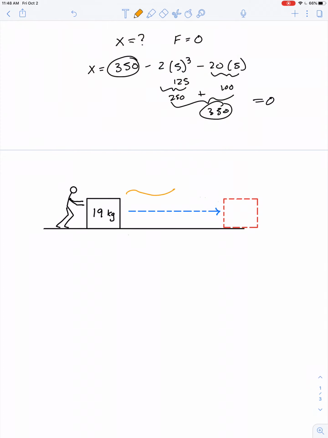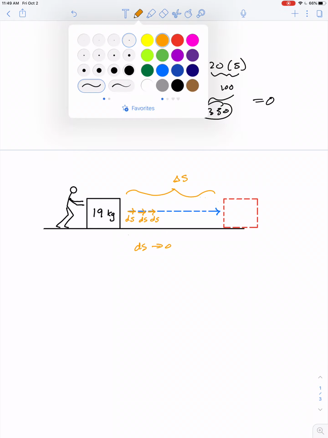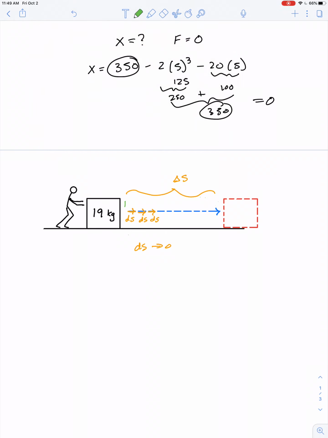Instead of considering this overall large displacement that we call delta S, we could imagine each one of these little bits is some small fraction of the overall displacement, ds. And ultimately, what we're going to do is break it up into so many little minuscule displacements that ds approaches 0. And so the force over this very small interval can be approximated as a constant force.